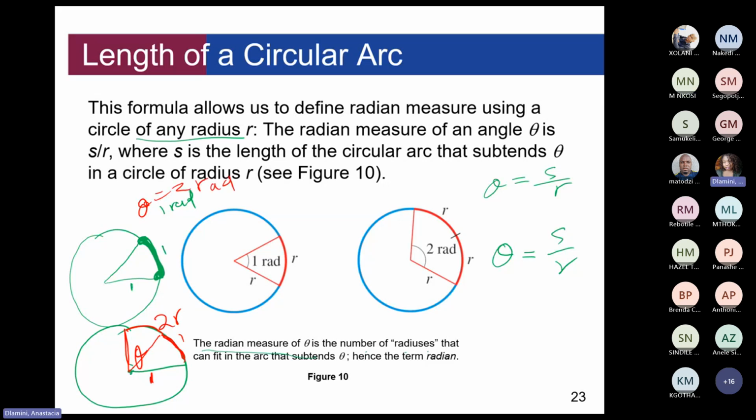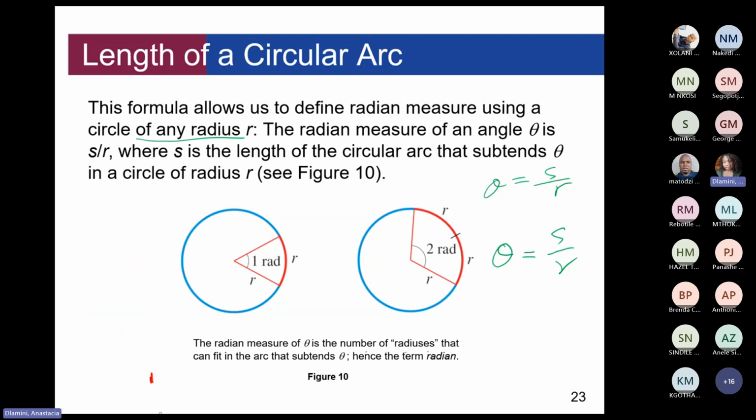So this new formula that we are using tells us, remember, you'll get an answer, let's say you get 5, and then your units will be radians. It means how many radiuses have you fit on this arc? Your theta gives you how many radiuses you have fit on this arc subtended by these two radii, R1 and R2. Does it make sense now?